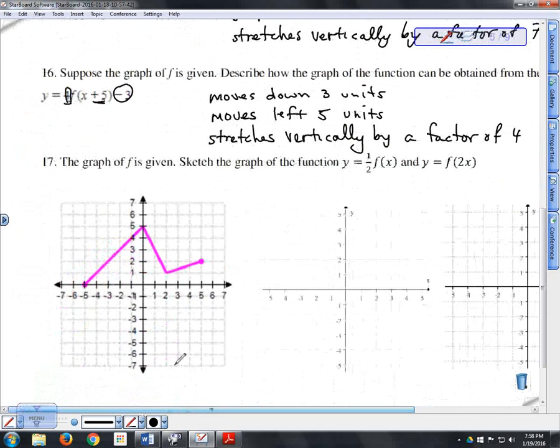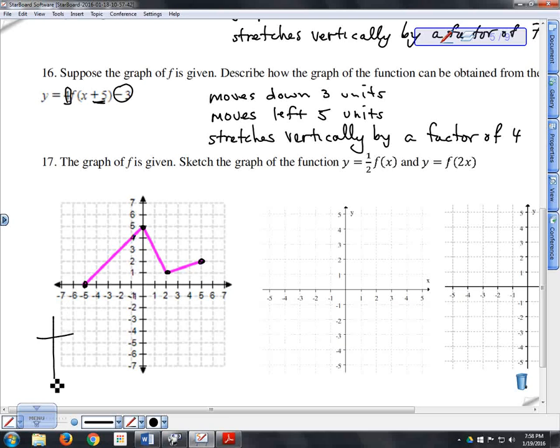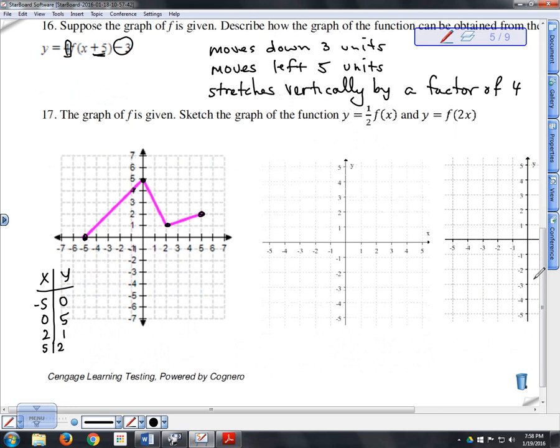Okay, for a problem like this, I would recommend identifying key points on the graph. Negative 5, 0, 0, 5, 2, 1, and 5, 2. And then making a new table of values for each different type of transformation. So this one, for example, 1/2 of f of x. The 1/2 is outside of the function, so it's going to affect the y column or the y values. 1/2 of f of x means 1/2 of the y values.